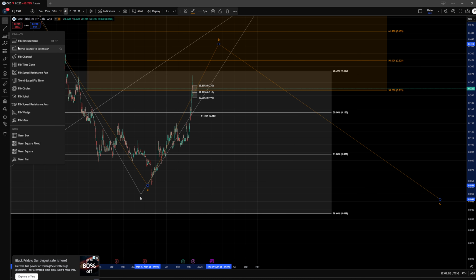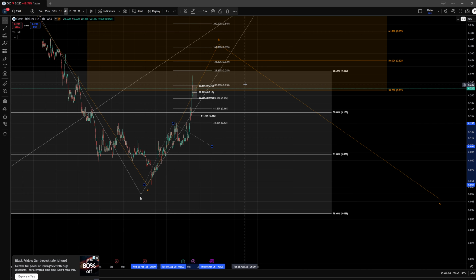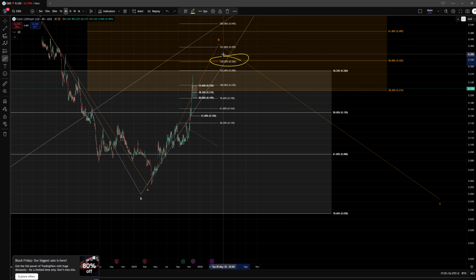And we can even look here for an ideal target for the wave C, actually, and that would be the 100% extension of the wave A, but we have already gotten there. And if we are looking for an ideal target for the wave 3, well, that would be the 32-cent level at the 138.2% extension, very much in line with the 50% retracement.